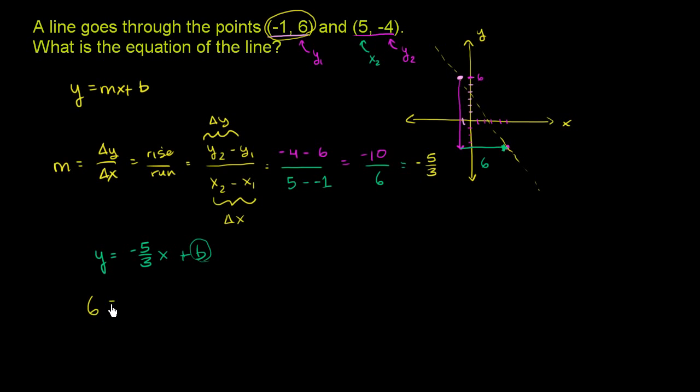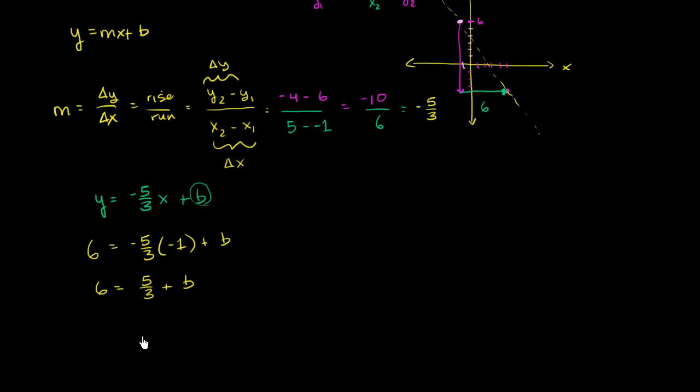So y is equal to 6 when x is equal to -1. So -5/3 times x, when x is equal to -1, y is equal to 6. We literally just substitute this x and y value back into this. And now we can solve for b. So -1 times -5/3, we get 6 is equal to 5/3 plus b. And now we can subtract 5/3 from both sides of this equation. And then we get, what's 6 minus 5/3?